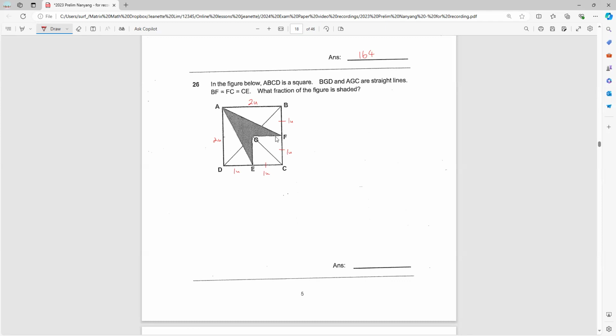So the whole square will be 2 times 2. Then one of the unshaded triangles, right, will be half times 2 times 1, which is 1.